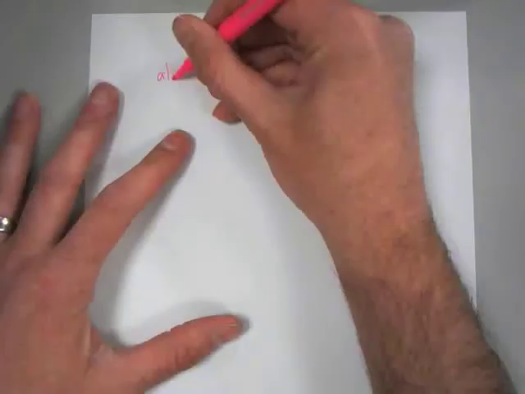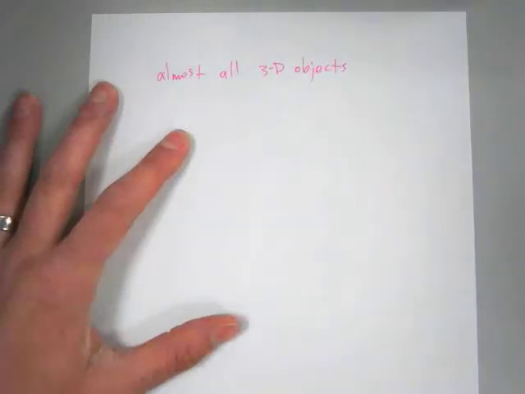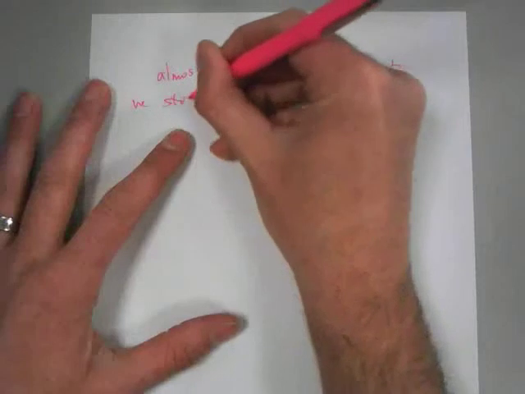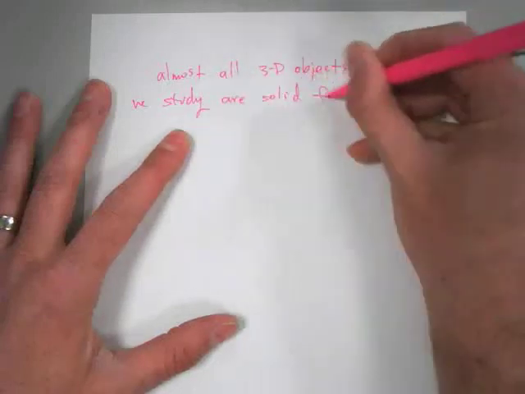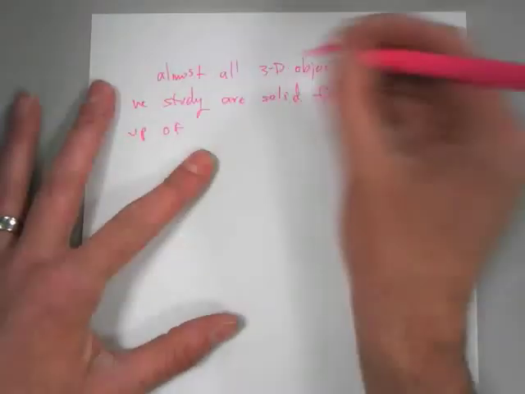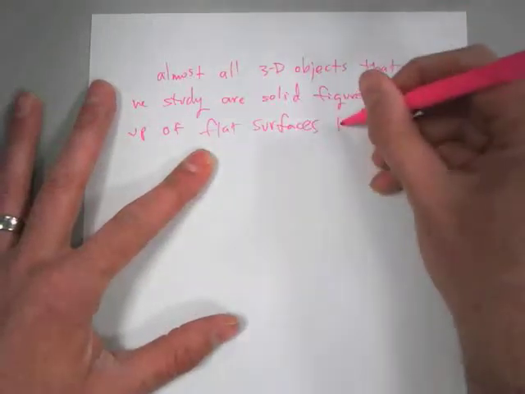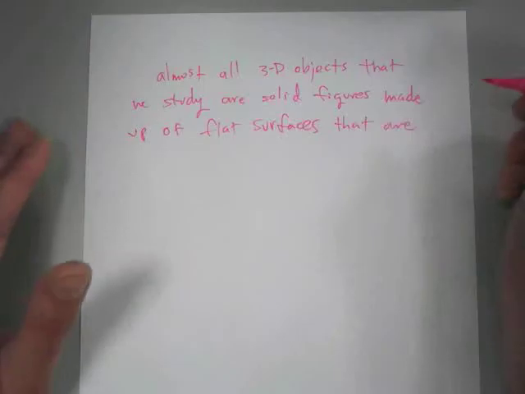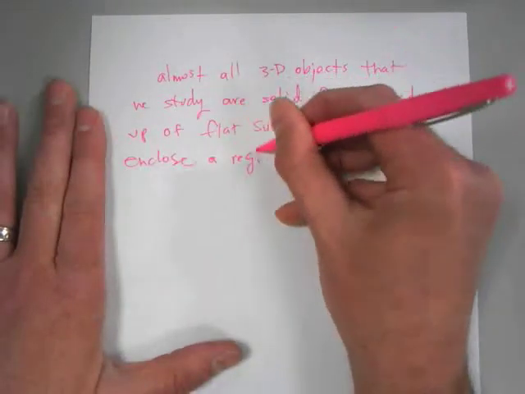So almost all 3D objects that we study in this chapter are solid figures made up of flat surfaces that enclose a region of space. They're called polyhedrons.